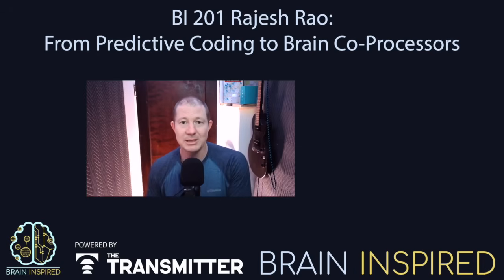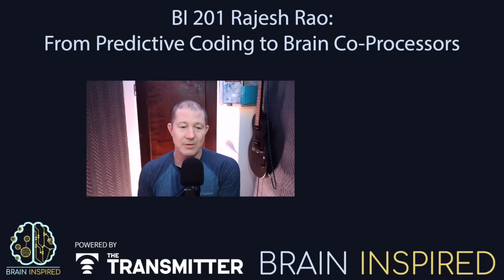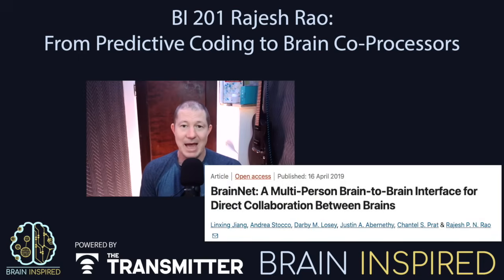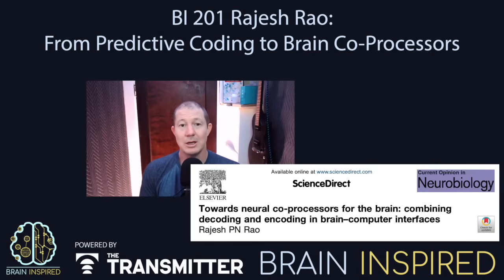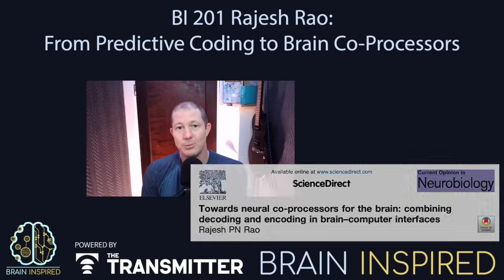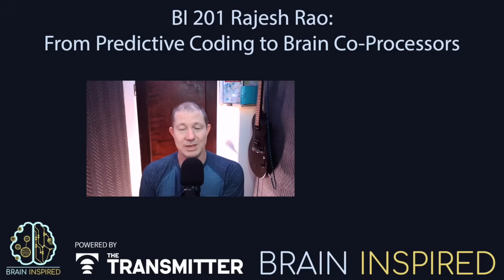We also talk about his engineering work on brain-computer interface technologies like BrainNet, which basically connects two brains together, and like neural coprocessors, which use an artificial neural network as a prosthetic, essentially, that can do things like enhance memories, optimize learning, and help restore brain function after strokes, for example. Finally, we discuss Raj's interest and work on deciphering an ancient Indian text, the mysterious Indus script.